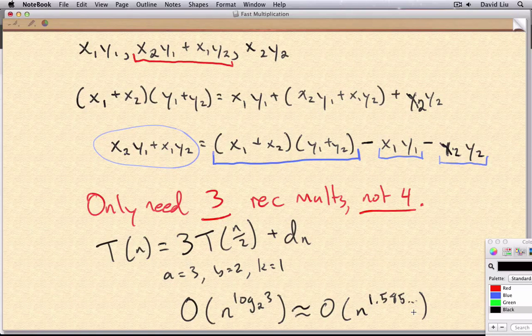Again, this problem isn't as flashy as the closest pairs problem we saw in class, but it is a really neat example of divide and conquer beating some grade 2 students.